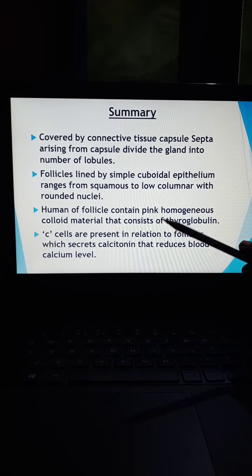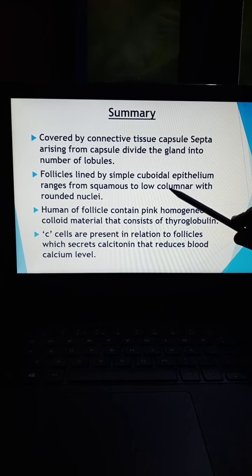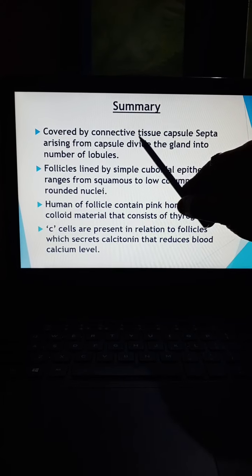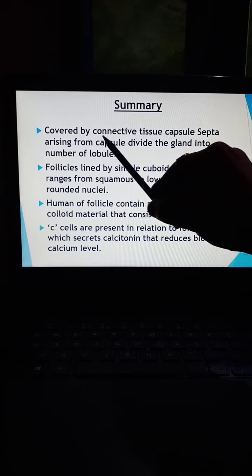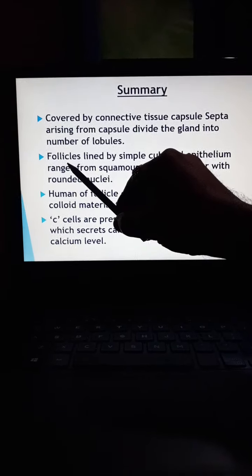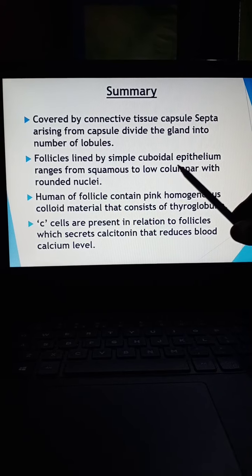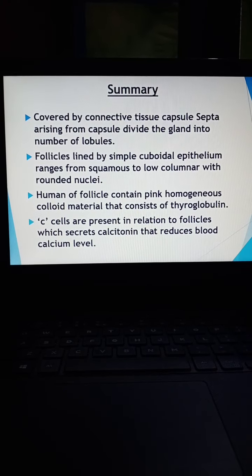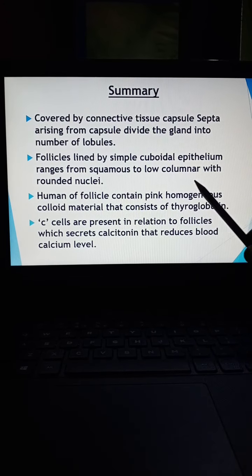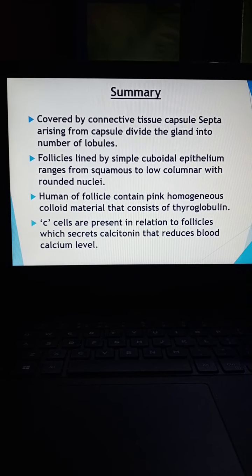After completion of the histology of the thyroid gland, we will summarize it in the following points. Number one, the thyroid gland is covered by a connective tissue capsule. Septa arising from the capsule divide the gland into a number of lobules. Then follicles are lined by simple cuboidal epithelium, ranging from squamous to low columnar with rounded nuclei. The lumen of the follicle contains pink homogeneous colloid material that consists of thyroglobulin.